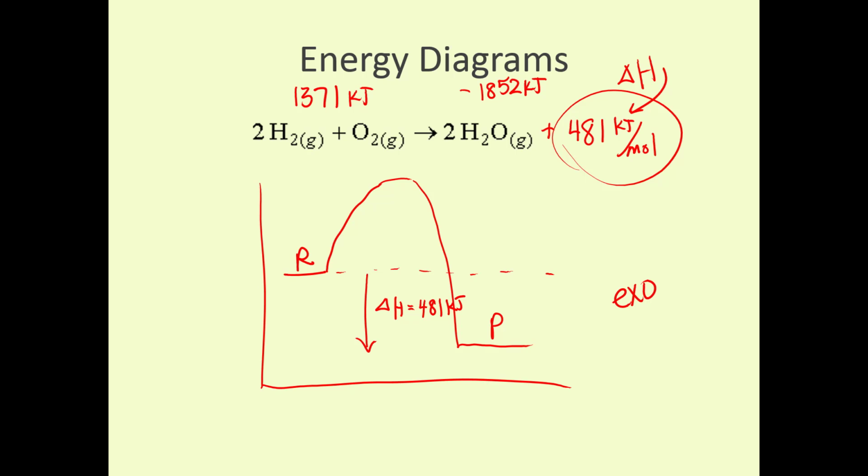Okay. And so this is what kind of reaction, endo or exothermic? This is an exothermic reaction. How do we see it in an energy diagram? Because the products are lower. How do we see it in a balanced equation? We see the energy on this side. How do we know to put it on this side? Because when we take the bond energies, there's an extra 481 kilojoules released as the bonds form.